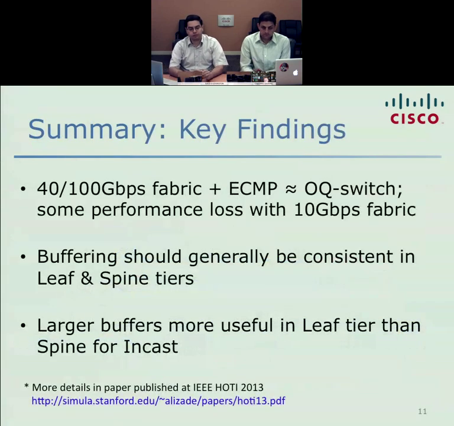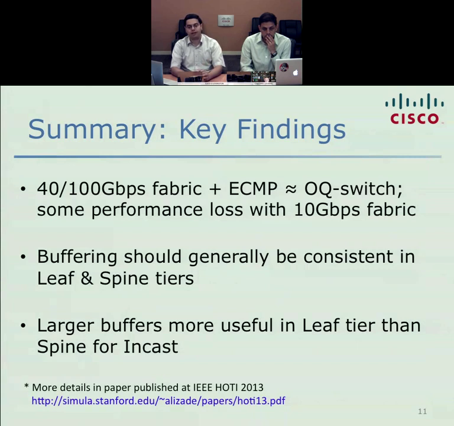So just to summarize this, our study had 3 main findings. First was that with 10 gigabit per second access links, when you have a speed up in the fabric links, either 40 or 100 gig, and we didn't find much difference between 40 and 100 gig in our simulation, and you have just standard ECMP load balancing, you get performance that's about the same as an output queued switch. But when the access links and the fabric links run at the same speed, we see some degradation in performance.